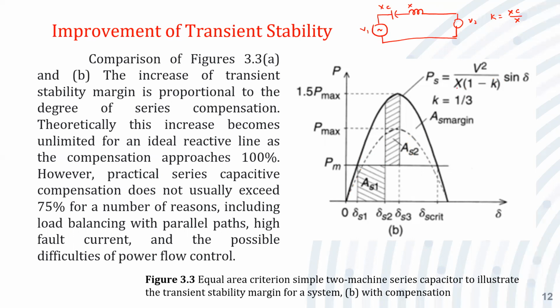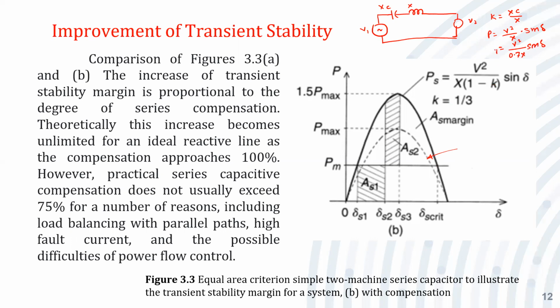Whereas if you connect a capacitor, the new curve will be this one, because P is equal to V square upon X into 1 minus K, say K is equal to 0.3, so it is 0.7. As per the earlier case, P is equal to V square upon X into sine delta. This is the equation, this is the curve. Now this equation, if 1 minus K, where K is equal to 0.3, then we can write it as V square upon 0.7X into sine delta.